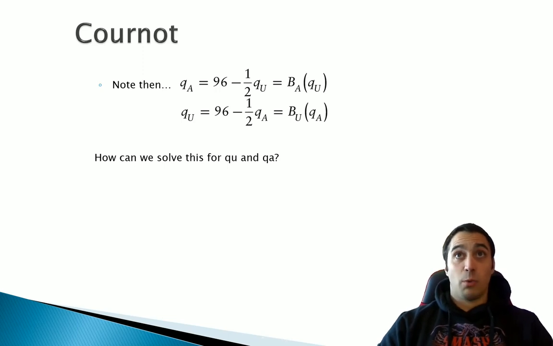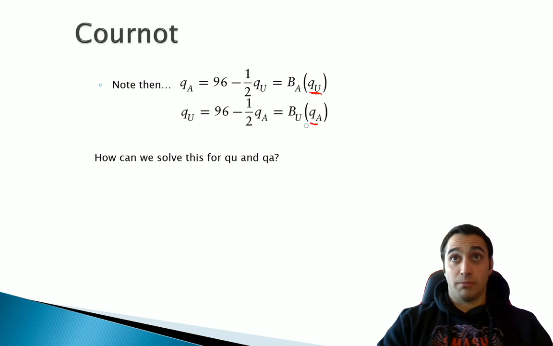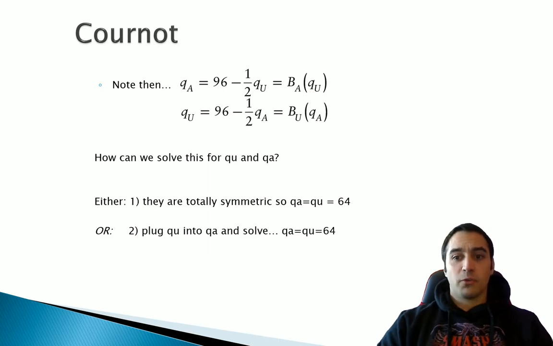Our question now is, well, we have best response for firm A. It's some function of firm U. And we have best response function for the firm U in terms of firm A. What do we do? How do we solve this in order to get numeric values for QU and QA? What do you think? Well, there's two things you could note.